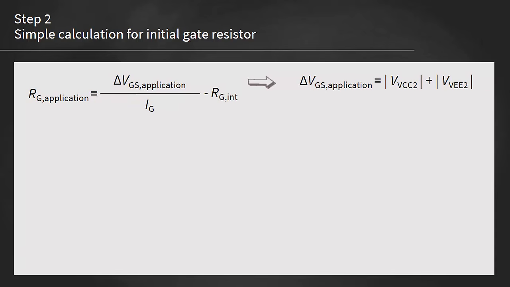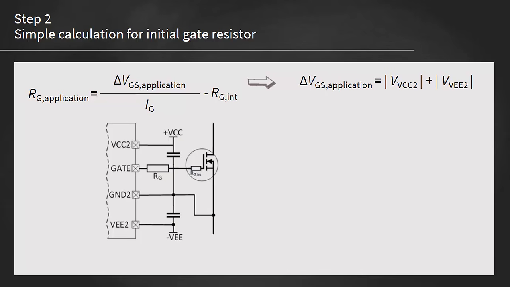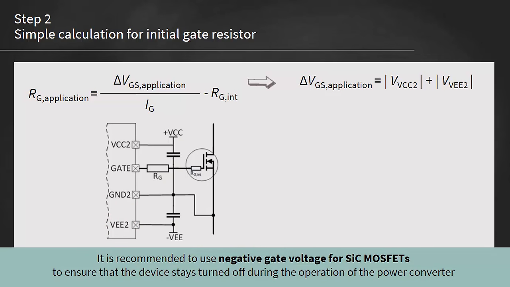Delta VGS application is the swing of the gate voltage supplied to the switch and is formed by the sum between the absolute value of the positive supply voltage of the gate driver, VCC2, and the absolute value of the negative supply voltage, VEE2, used for the gate driver. The following circuit exemplifies a gate driver with a ground pin, GND2, and a negative supply pin, VEE2. This happens because a negative gate voltage is recommended for silicon carbide MOSFETs to ensure that the device stays turned off during the operation of the power converter.